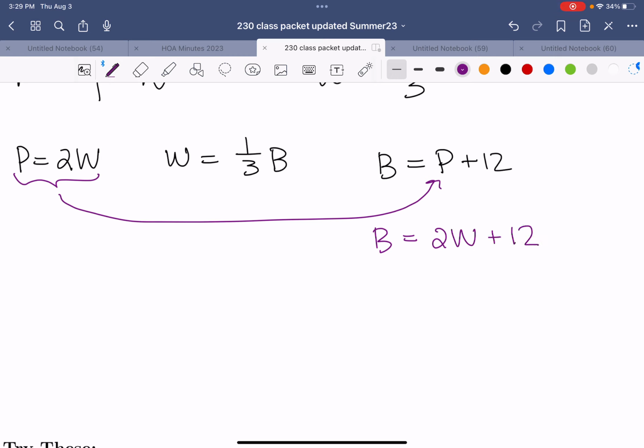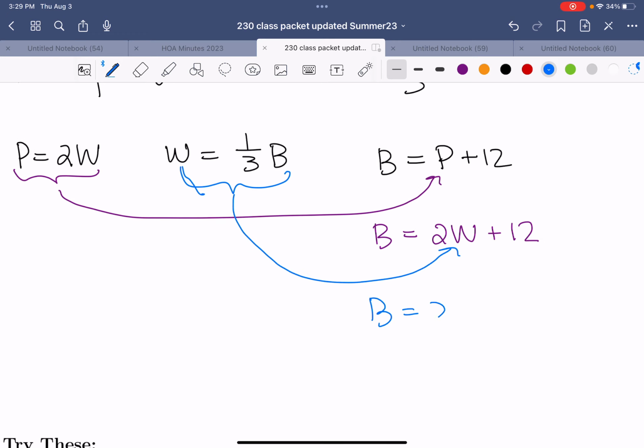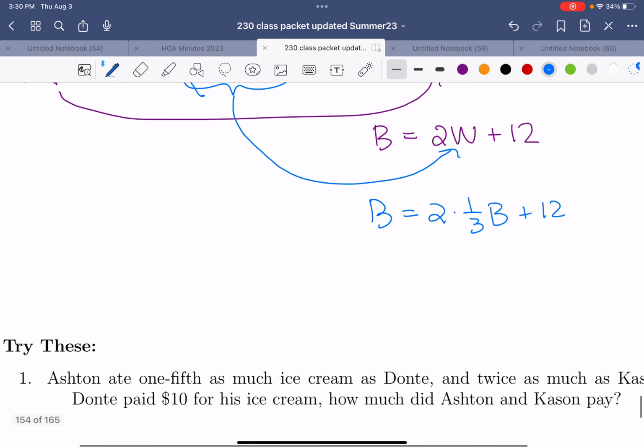Okay. All right. Well, that got me different letters, but not down to one. I have both the B and the W left. So let me try this one. So next, take this one and plug it in for the W. So that's going to give me B equals, the 2 is still there. And now W is 1/3 times B. And I'm multiplying all three of these things, plus 12. And so that's going to give me B equals 2 over 3 times B plus 12, right? Because we multiply across the top. So you're multiplying 2 over 1 and 1 over 3.